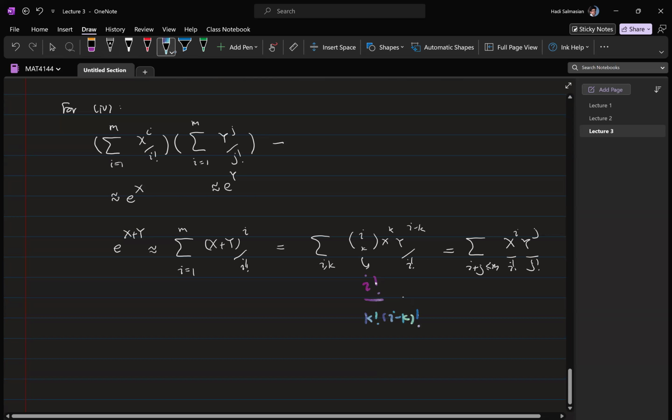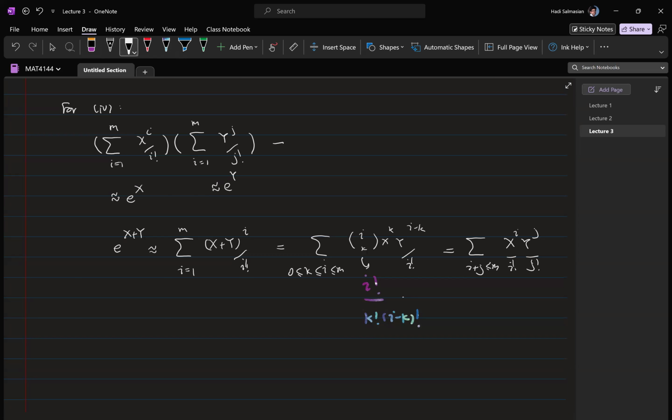And then the i factorials in the numerator and denominator cancel. You get x^k over k factorial times y^(i-k) over (i-k) factorial, which you can write like this. And remember that here i has a range. So k and i have a range: i lies between 0 and m, but k is also less than or equal to i. So this is really the range. When you rearrange terms, you get that.